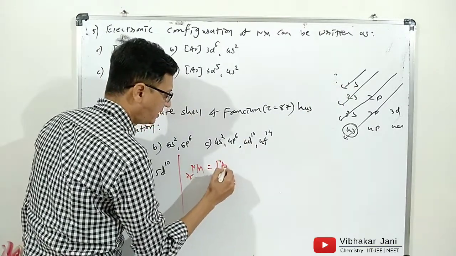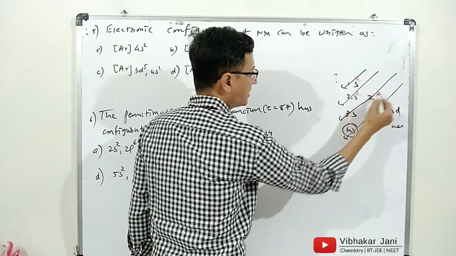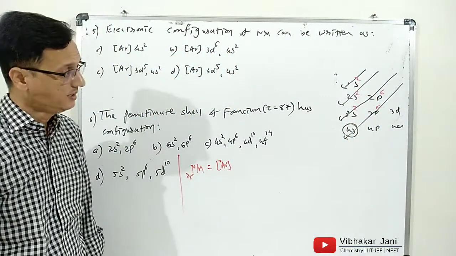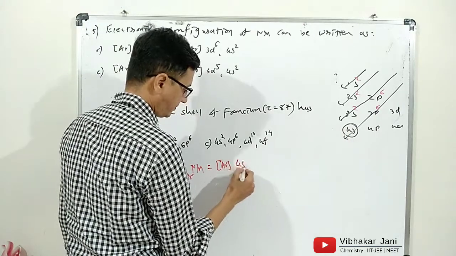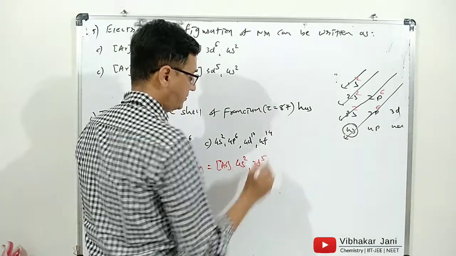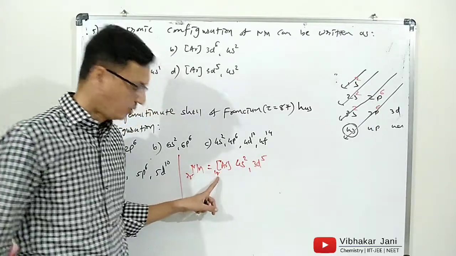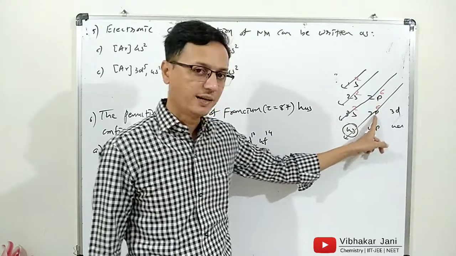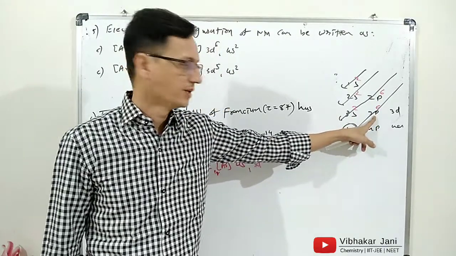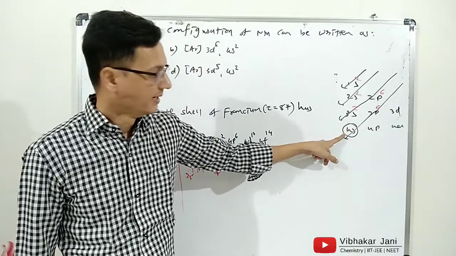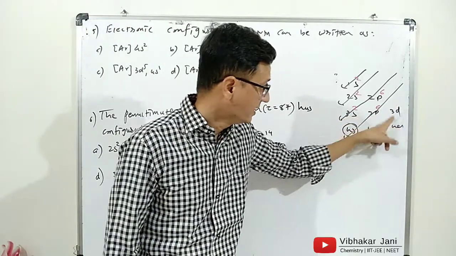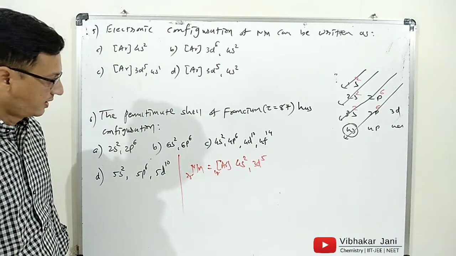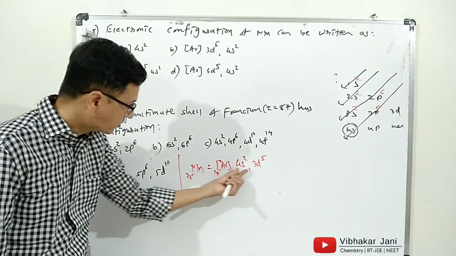First of all, argon: writing it, that makes 18 electrons — 2 and 2 is 4, 4 and 6 is 10, 10 and 2 is 12, 12 and 6 is 18, so we have reached 3p. Then 4s2 and 3d5. Here there are 18 electrons up to 3p6. We have to reach 25, so 18 plus 2 is 20, and plus 5, so 3d will have 5 electrons in it. So the electronic configuration is argon 4s2 3d5.